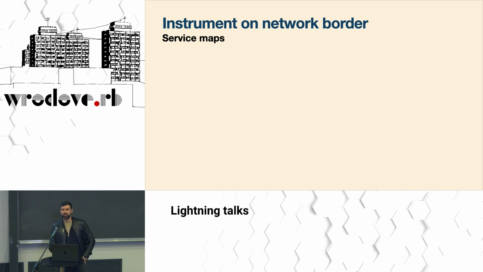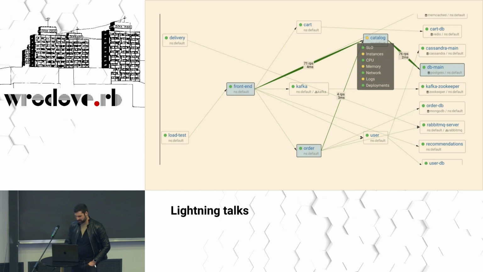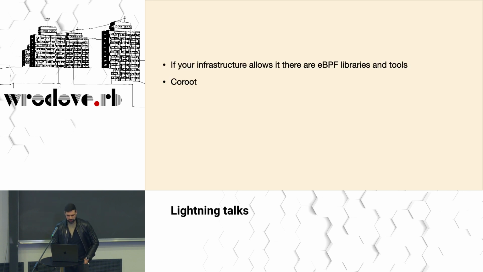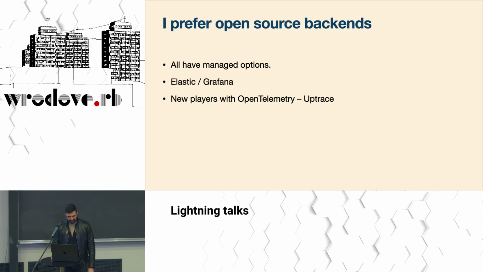So it's best to instrument on the network level. You get much of that, and you can get service maps like this if you use some new tools that are available. And there are already kernel libraries, like eBPF and CoreRoot. So if you have an operations team, just tell them about that, and you can instrument on the kernel level, without actually instrumenting your applications.